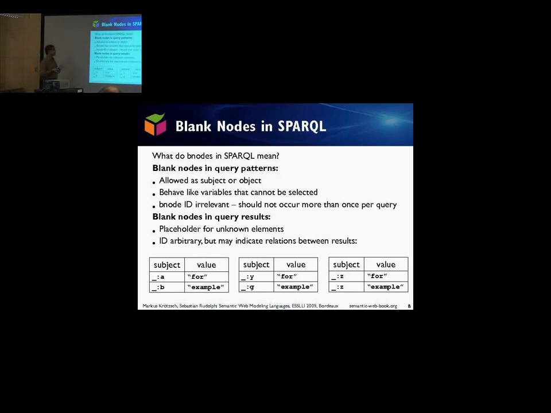Now coming back to the question of what blank nodes, which we were looking at in RDF, mean. Blank nodes in a query pattern, you can put them in the subject position or in the object position. But they behave like variables that cannot be selected. By that, what I mean is you cannot have them over here. Your processor, your SPARQL processor will complain.